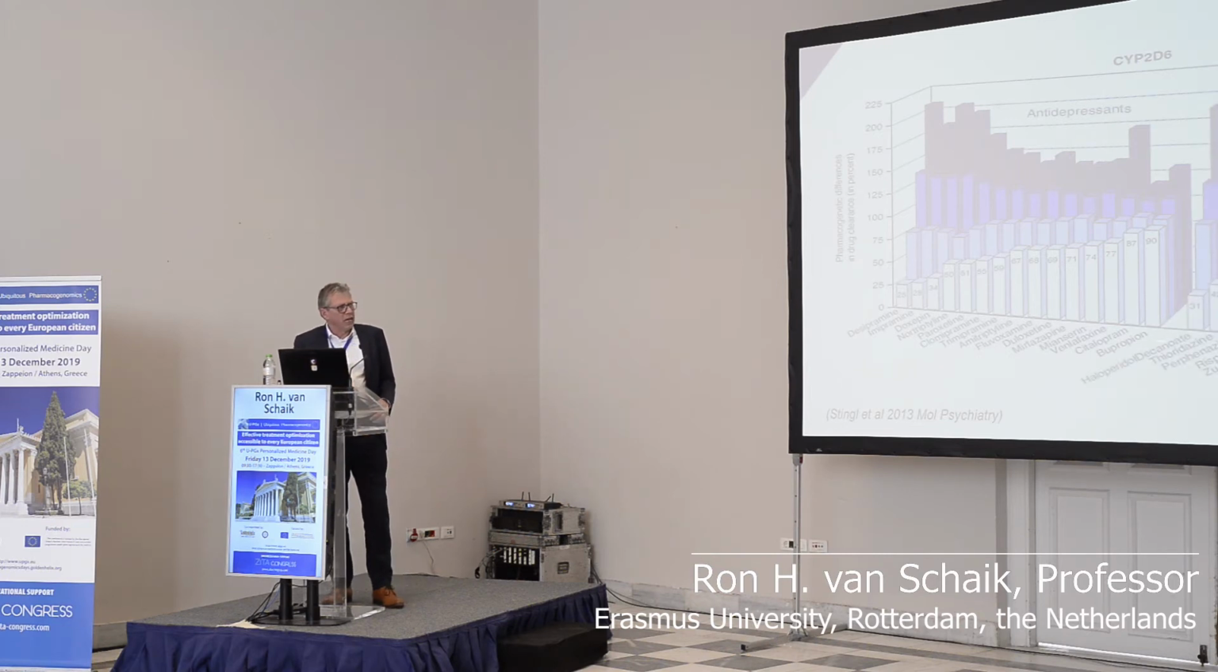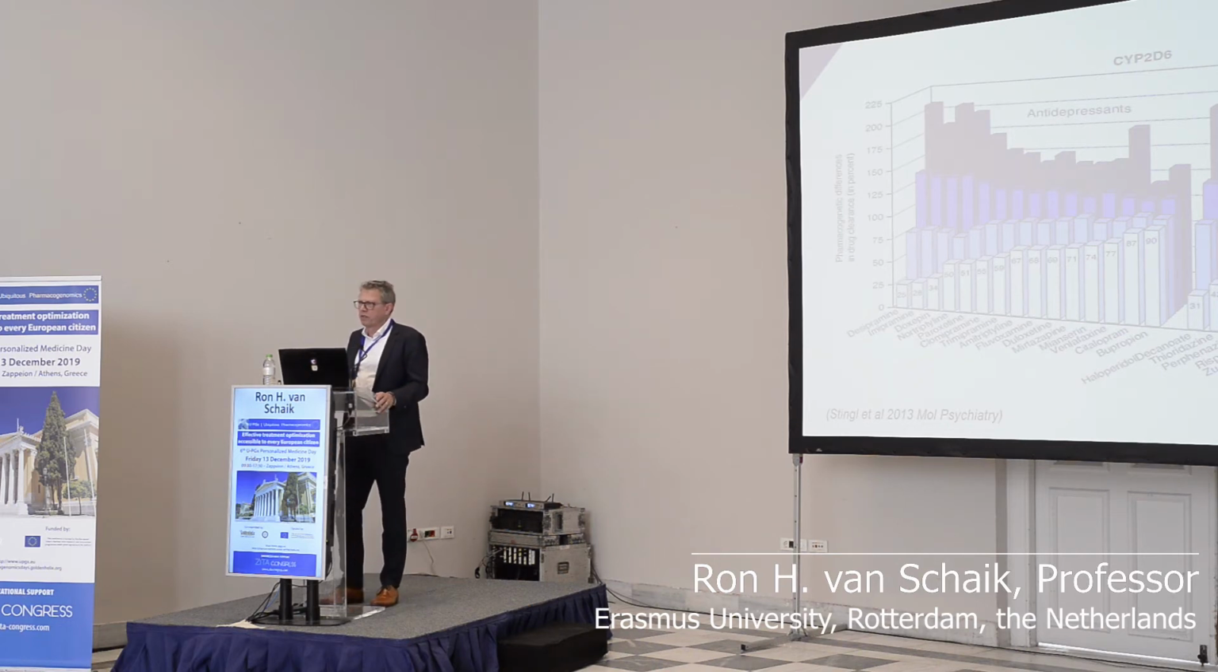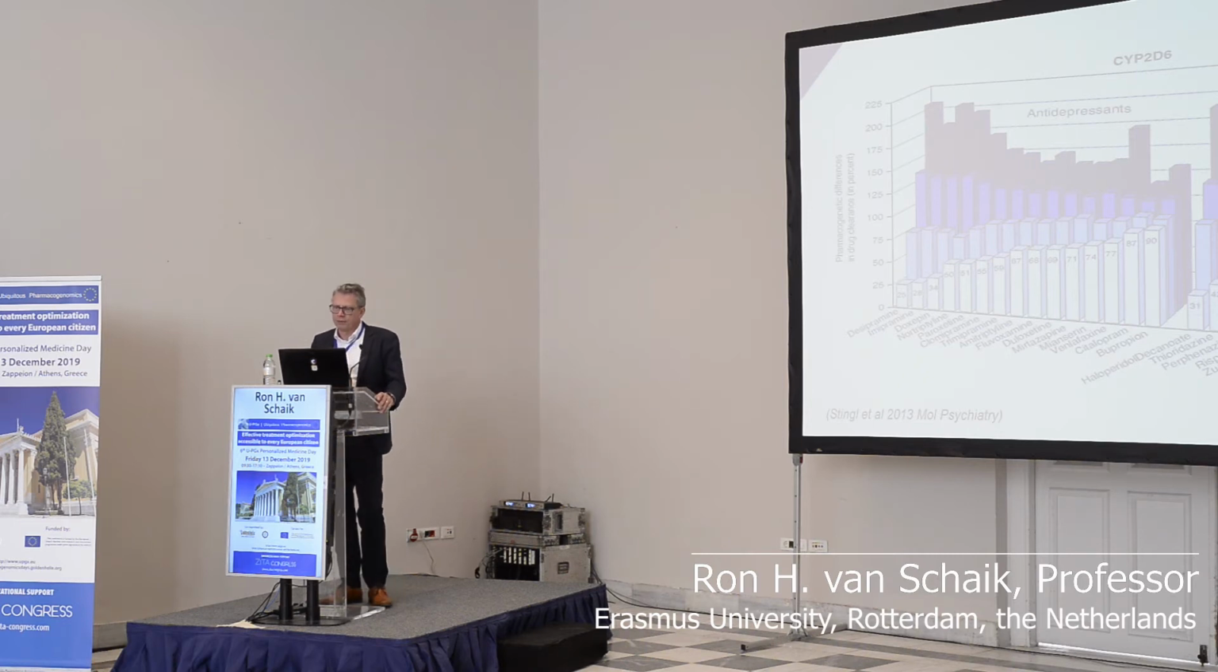This goes also for the antipsychotics. It's shown here, like risperidone, aripiprazole, 60% of the standard dose for poor metabolizers. And again, the main message is we know what is the best dose for patients if we know the genotype. So I think we should use them.